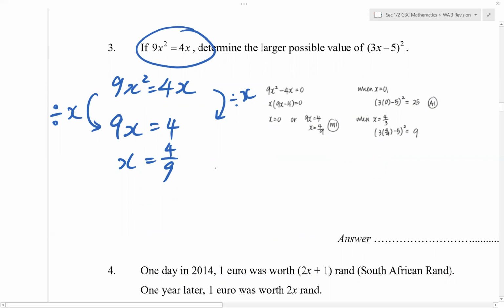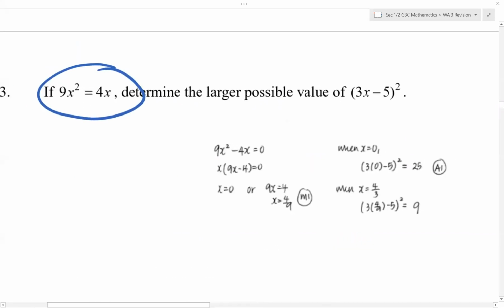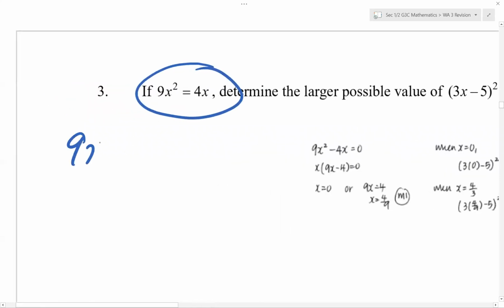Did they say that x is not equal to 0? No, they didn't say that. That means x could be equal to 0. There is a chance that it could be 0. With that chance, we cannot start to divide by x already. Because the fact that you divide by x implies that you are saying x is confirmed not 0. Well, that's not true. There is no basis for you to say that. Therefore, the approach is to factorize. 9x squared minus 4x is equal to 0. We are going to factorize.